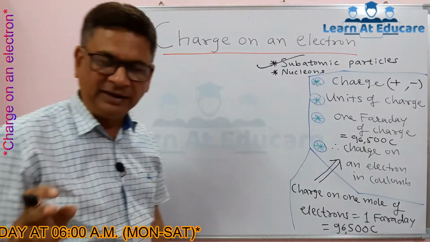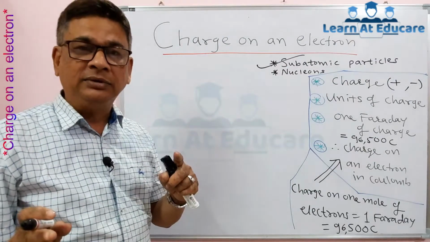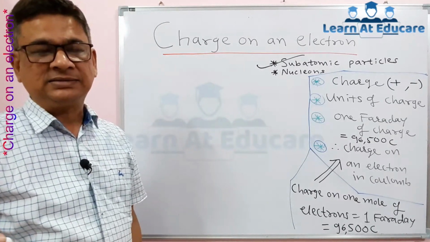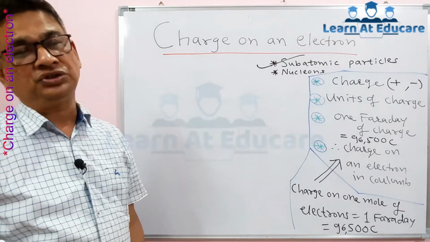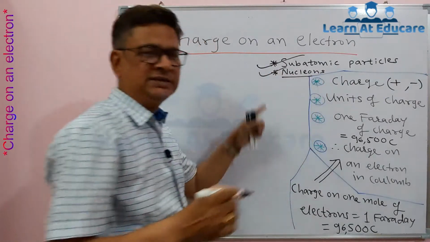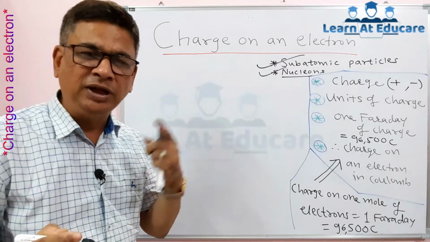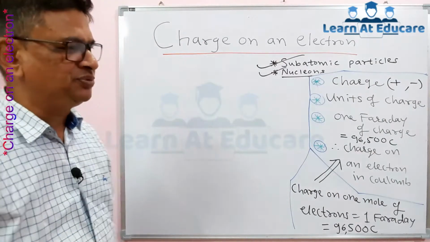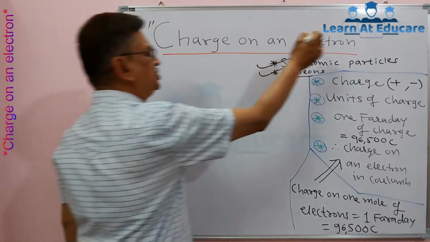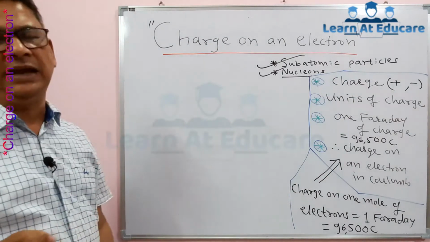Among the subatomic particles, we know protons and neutrons are the major particles, and around the nucleus there are particles called electrons, they are revolving. Neutrons and protons are present in the nucleus, hence called nucleons, but electrons are revolving around the nucleus in various shells and subshells. Today we are going to see how the charge on a single electron is calculated.